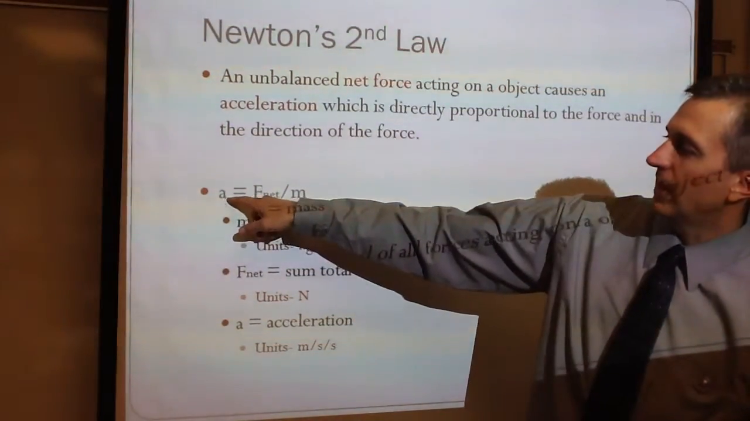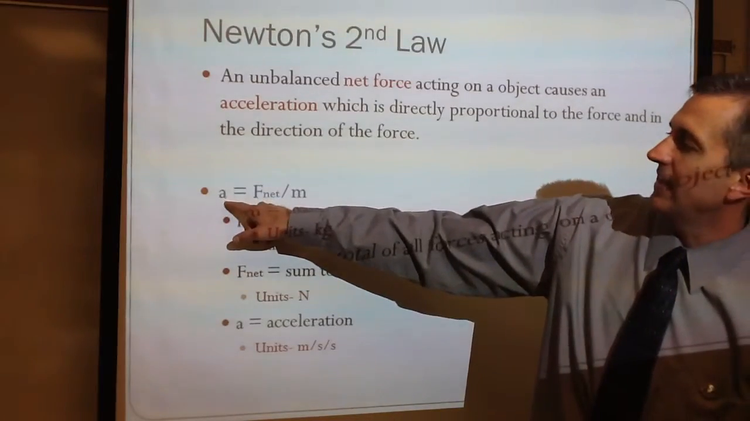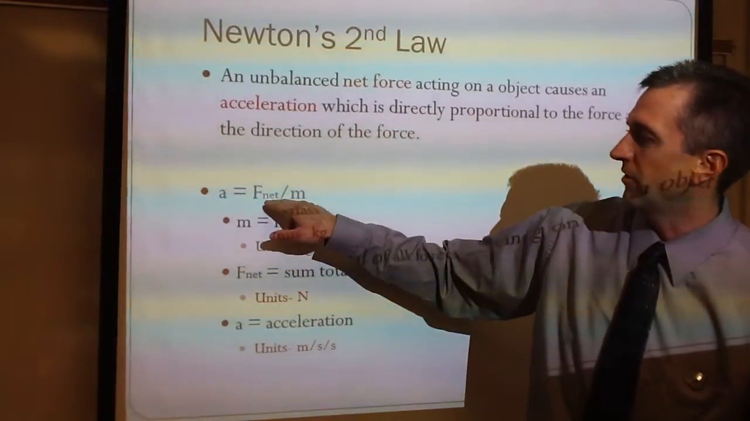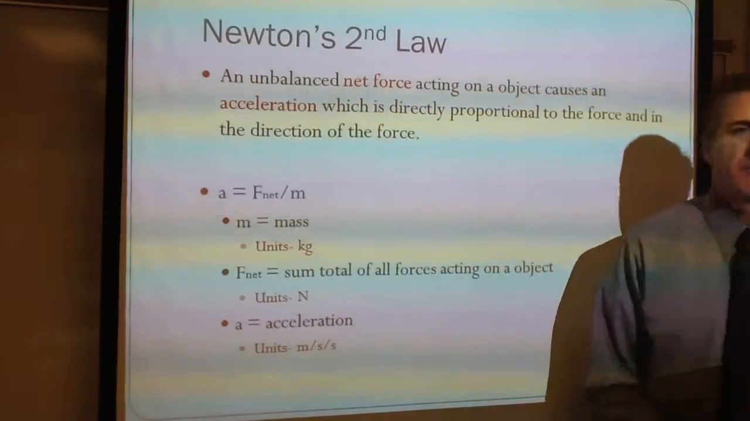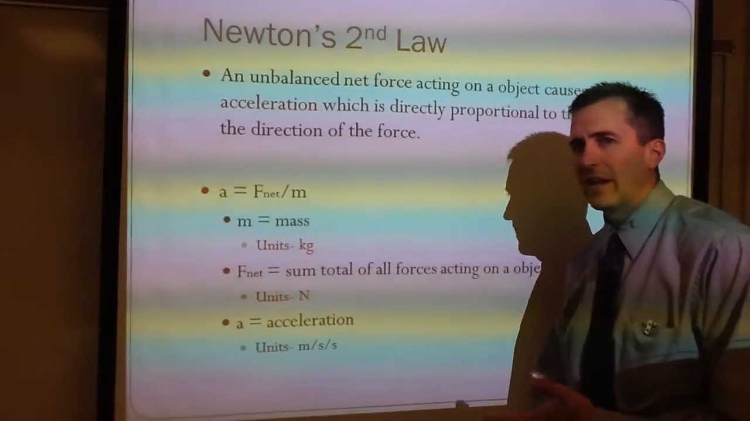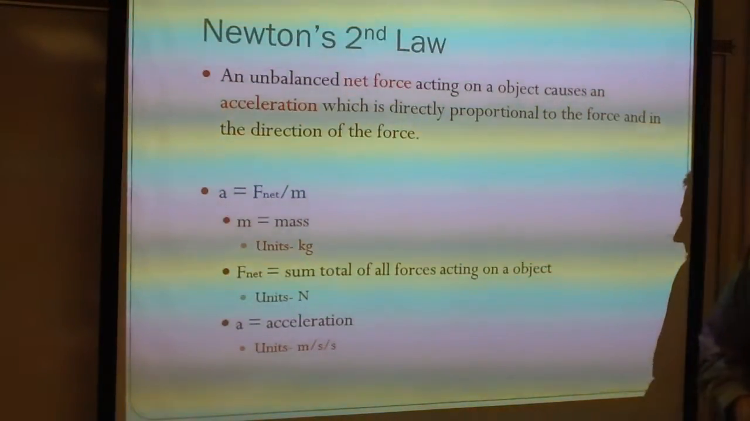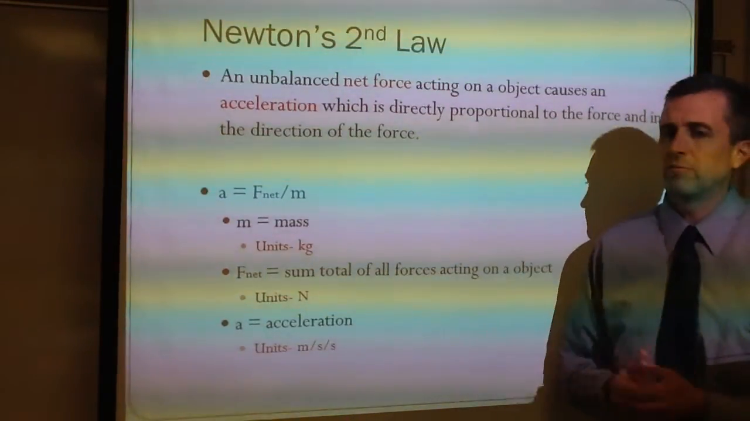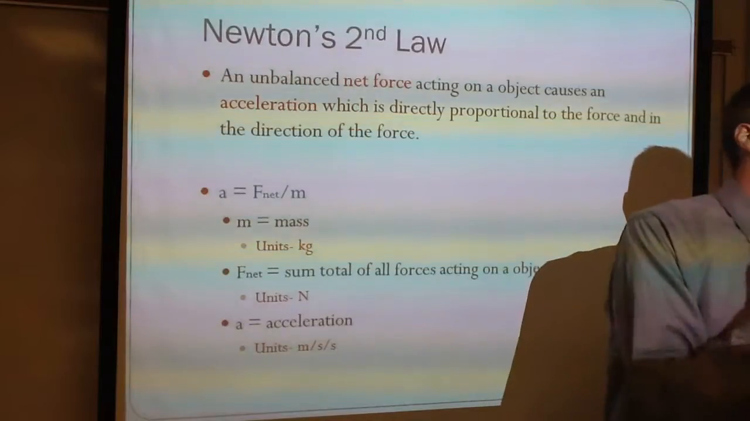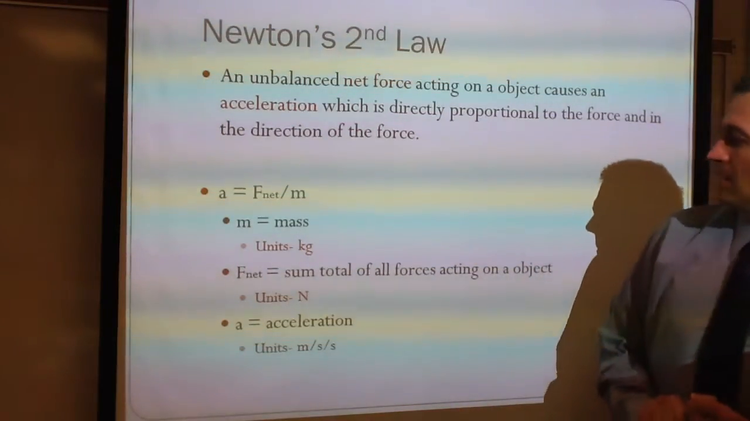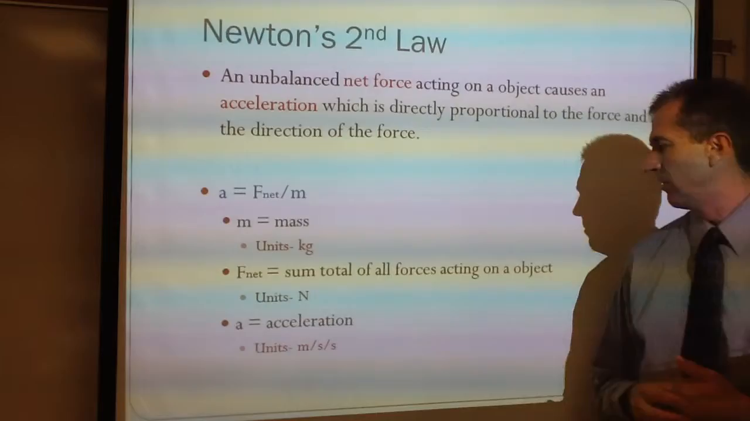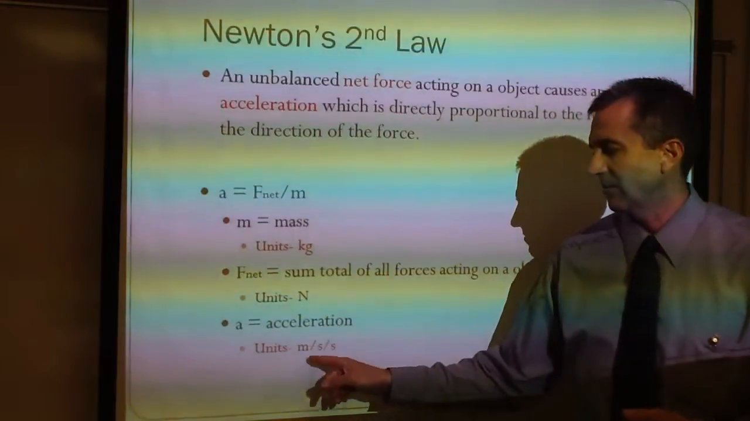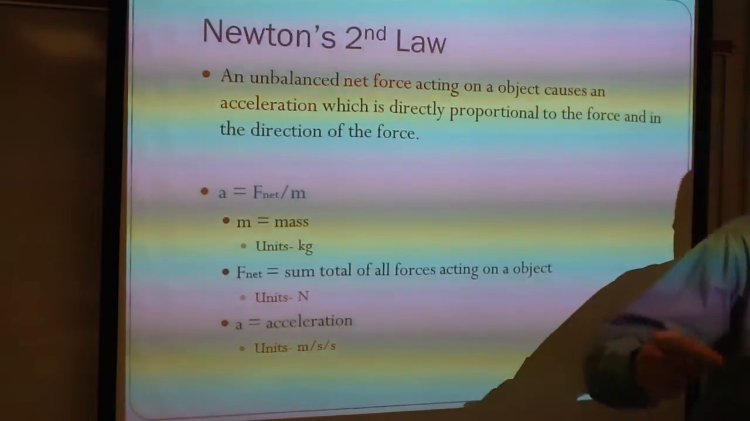Anyhow, eventually we get to the idea that the equation is a equals F net over m. That's acceleration equals the net force divided by the mass. Mass is in kilograms, as we've come to expect in this class. It's not that grams are terrible, it's just that usually you're dealing with pretty large numbers, so the gram number would be so big that it's easier to use kilograms because it shortens the number. F net is the sum total of all the forces. Forces are in newtons, and acceleration is in meters per second squared.